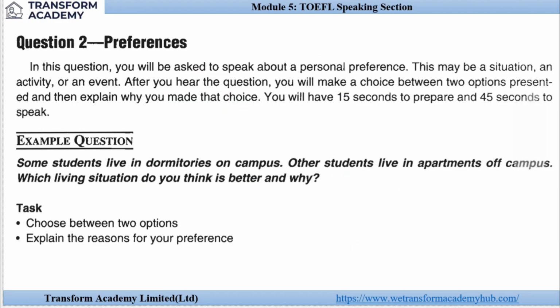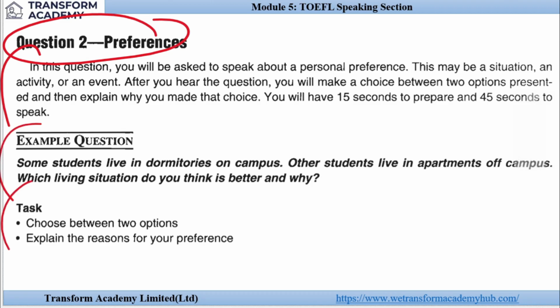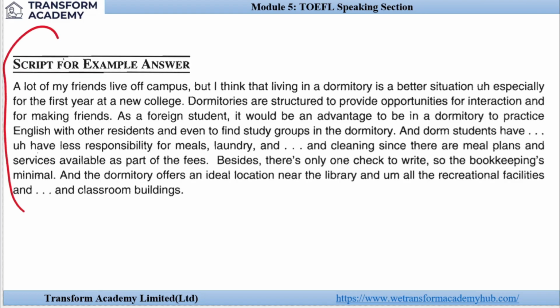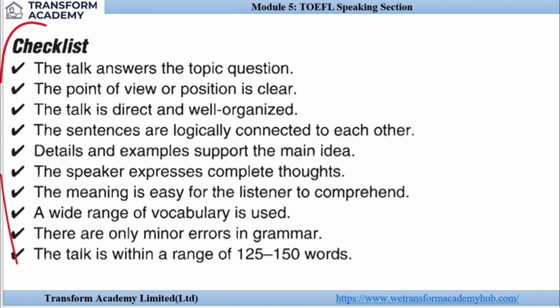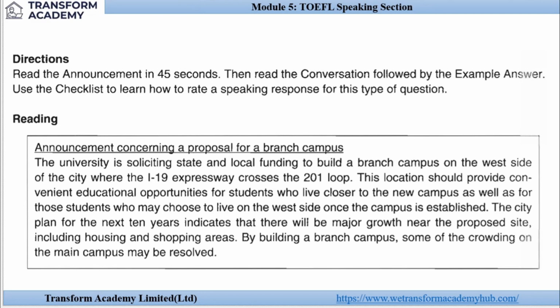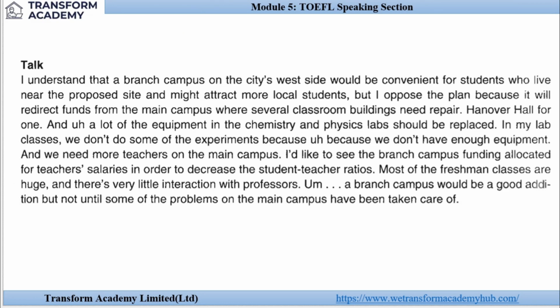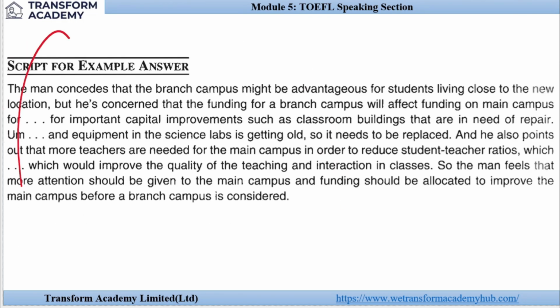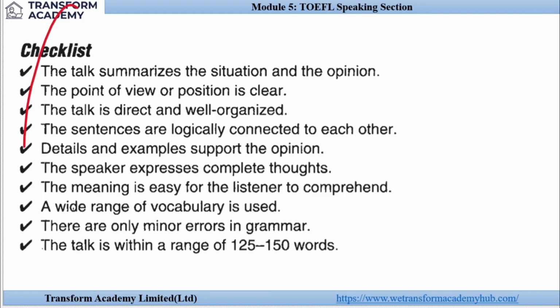Now, in the same way, we have all those questions, preferences, the directions, the example questions, the task, the direction, example notes, and then the script for example answer. So you can pause for each of these, then we have the checklist. So you can pause for each of these questions, read and practice. This is for question number 3: direction, reading, task. These are example notes, and this is the script for example answer, and this is the checklist.